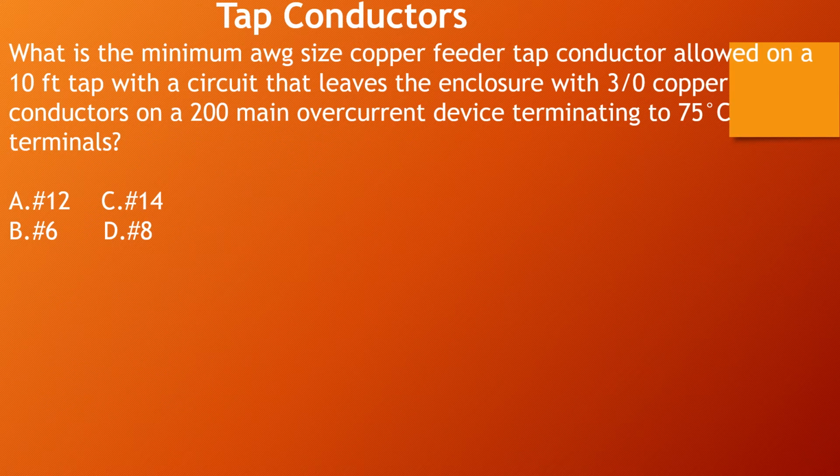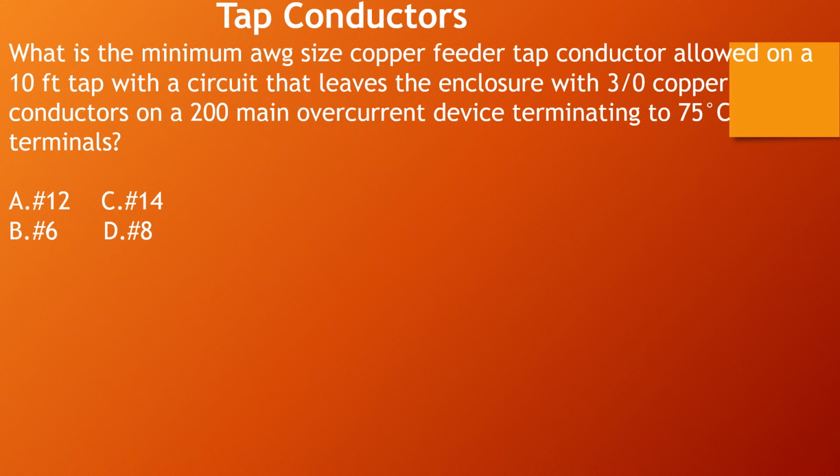What is the minimum AWG size feeder tap conductor allowed on a 10-foot tap with a circuit that leaves the enclosure with 3-aught copper conductors on a 200 amp main overcurrent device terminating to 75 degree C terminals? So there's a lot going on here.